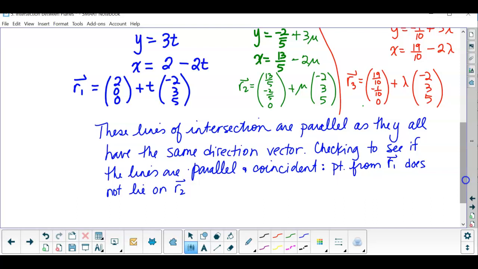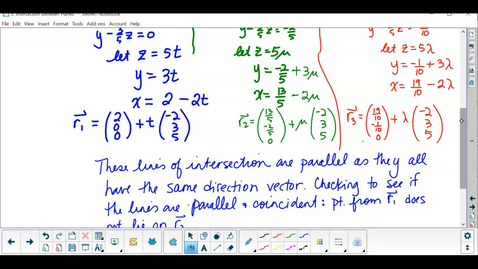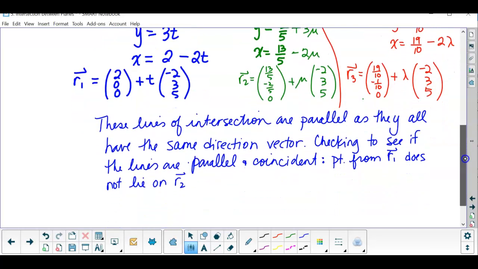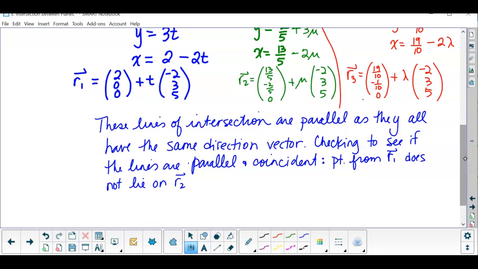So basically, again, use the zeros, that's kind of easiest. If we put 0 in for y here, we would have lambda equals 0. So that would go to 0. That point isn't the same as that. Okay, so a point from R1 does not lie on R2 or R3. Okay, so that checks to see that that first line is not on either of the two other ones.